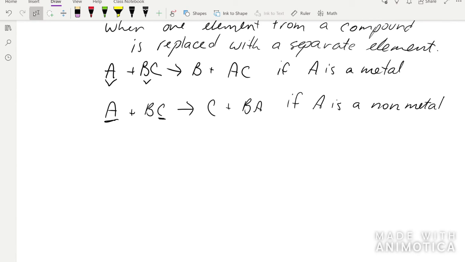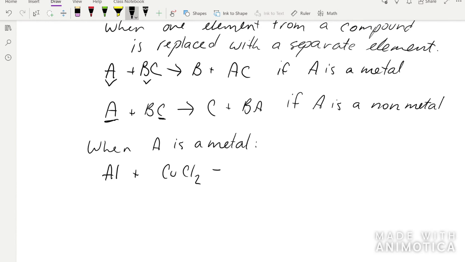So an example of when A is a metal. When we take aluminum foil in a solution of copper chloride, what will happen is that copper will go off by itself and we will form aluminum chloride.